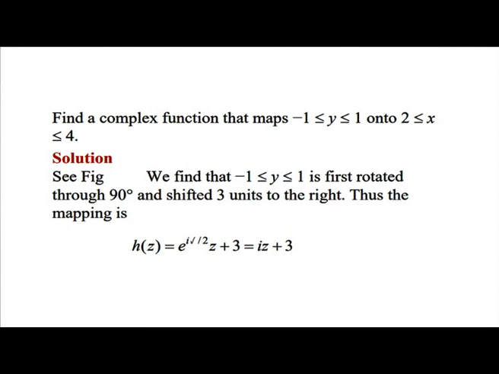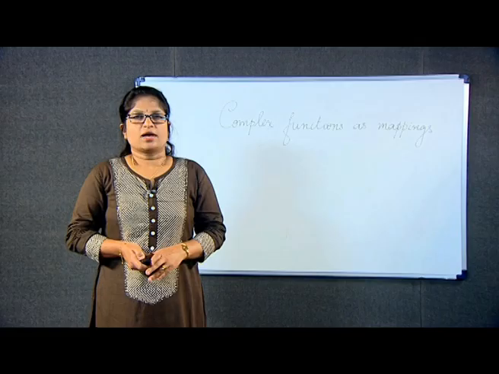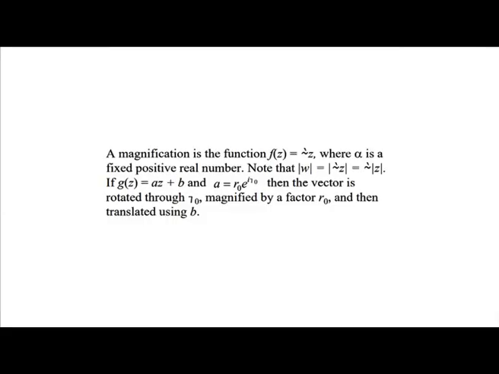If you see the figure, you can easily identify that your strip minus 1 less than or equal to y less than or equal to 1 is actually rotated through 90 degrees and then shifted by 3 units towards the right. So, another basic transformation is magnification, which is given by the function f of z is equal to alpha z, where alpha is a fixed positive real number.